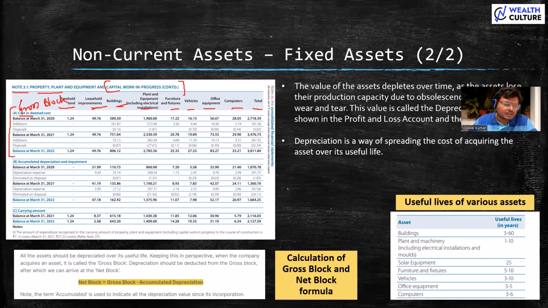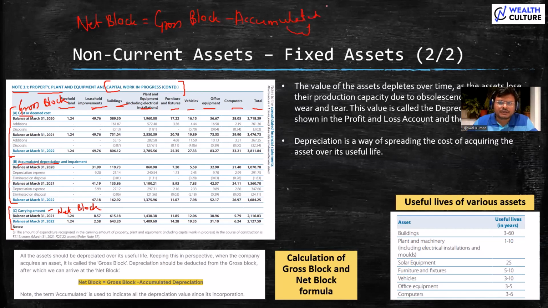Okay. This section is called, as you can see, accumulated depreciation. And the last section, which is the carrying amount, is called the net block. The maths is simple and very logical, so just hear me out. So the formula goes like this: the net block is gross block minus accumulated depreciation. Now, the logic is very simple.